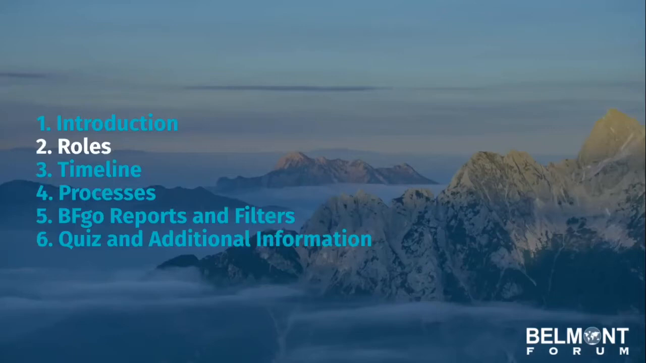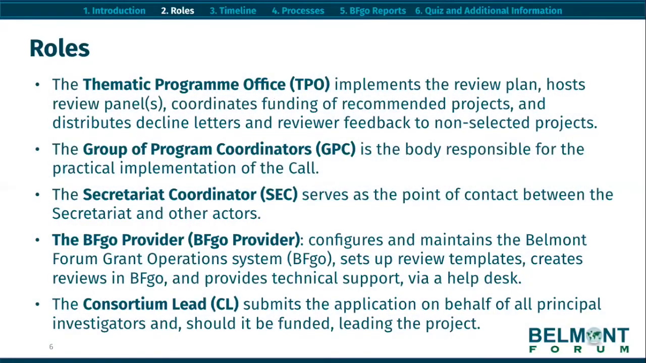Now let's take a look at the roles of key actors in the application and review process. The Thematic Program Office implements the review plan. They also host review panels, coordinate funding of recommended projects, and distribute decline letters and reviewer feedback to the non-selected projects. The group of program coordinators is the body responsible for the practical implementation of the call itself. The Secretariat Coordinator serves as the point of contact between the Secretariat and other actors.